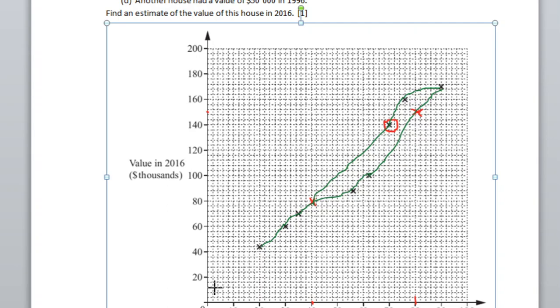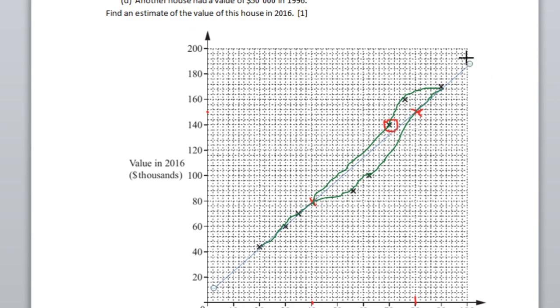We can't get an accurate line because this is a freehand drawing. It's called line of best fit by eye. So it's a rough estimate. So let's say if I try to include these initial points. Okay. If this is the line of best fit, okay.